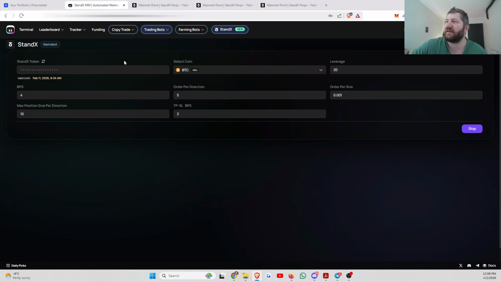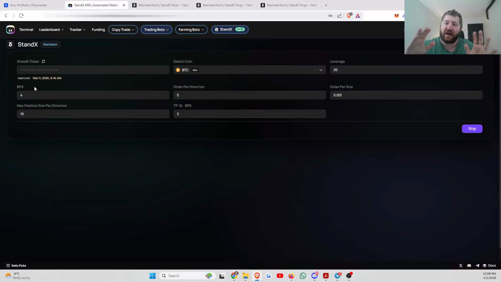So what it does is, this is the StandX token. As you sign, it is automatically pulled here. Just be careful, it is valid until this date. You have to refresh it before it expires, obviously. Then you select the coin, it's obvious. Select the leverage, enter your leverage, that's obvious as well.